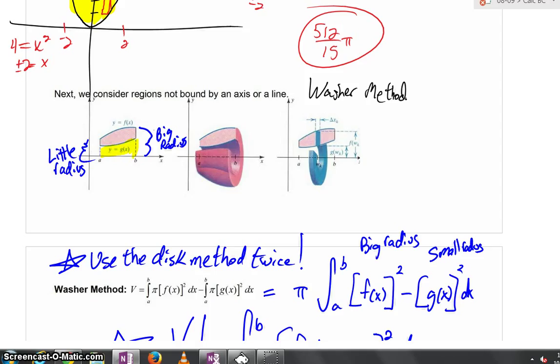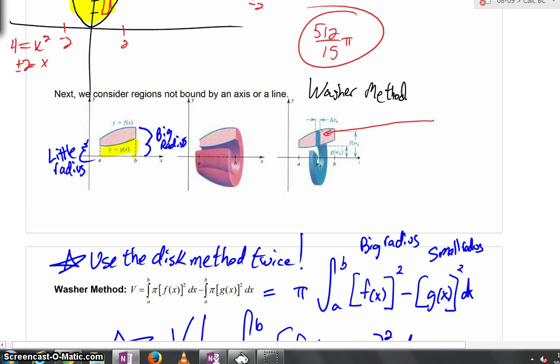So you can see really what the author's done right over here on the far right. If you looked at a little rectangle between the two, it's that little rectangle that gets revolved with the space. It would create a washer shape. So that's the big difference. When do we use the washer? When you have some open space between your region and the line that you're revolving about.